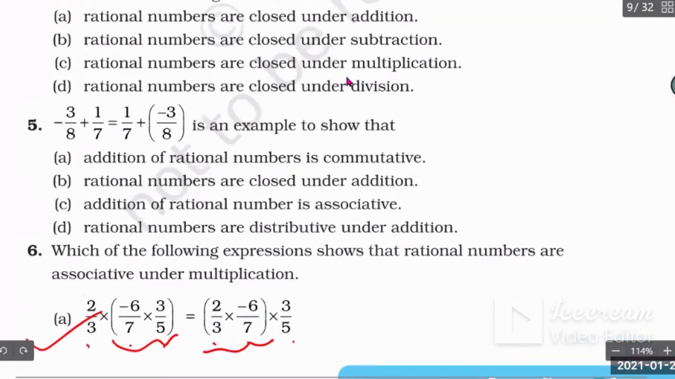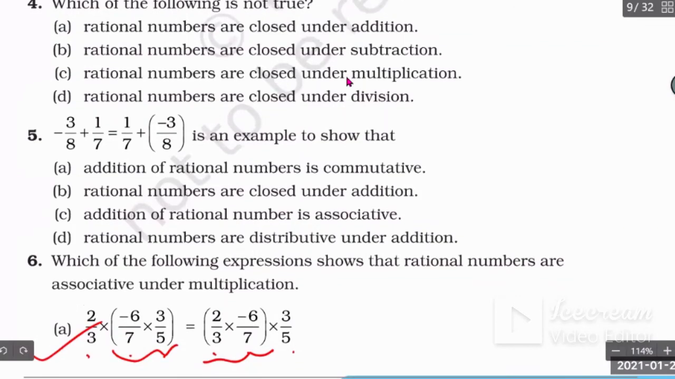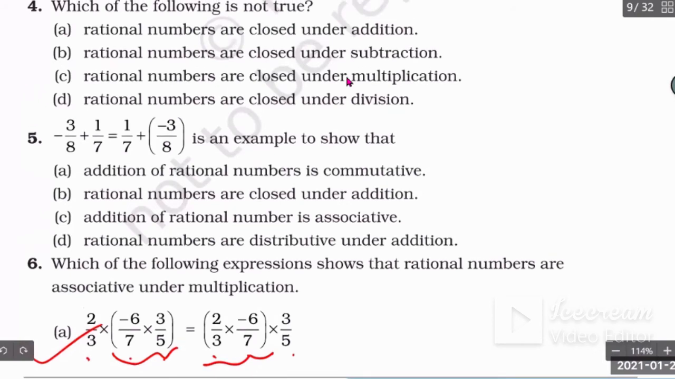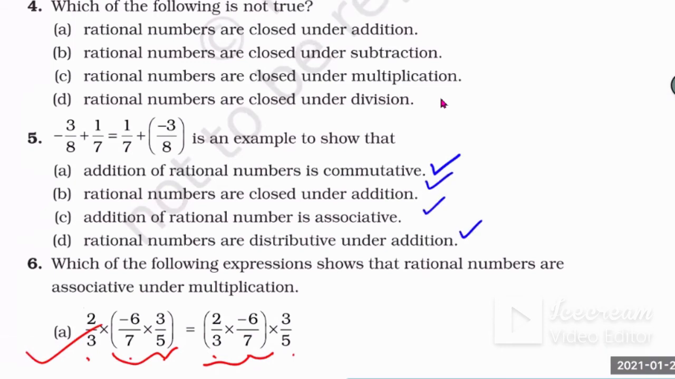Question number 5. Minus 3 by 8 plus 1 by 7 is an example to show that addition of rational numbers is commutative, not closed or associative. 3 plus 4 is equal to 4 plus 3. Only the place is interchanged.